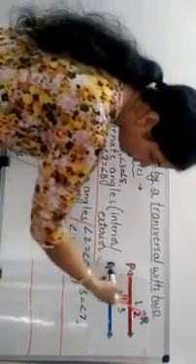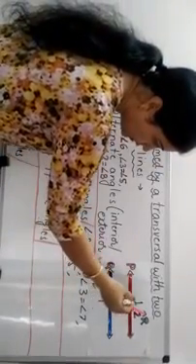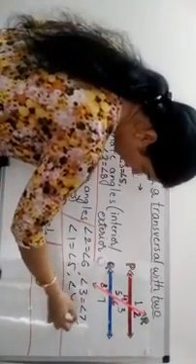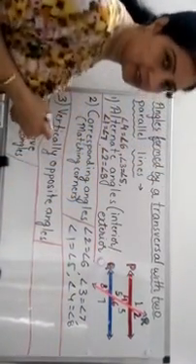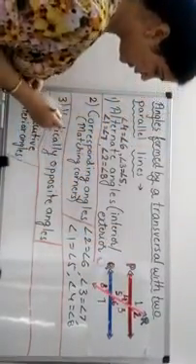So angle 1 and angle 5 is also a corresponding angle because they have the same matching corners, and one is exterior, one is interior. Then angle 4 and angle 8. If you notice here also, they are not adjacent, meaning they are not sharing the same vertex. So that is the difference.